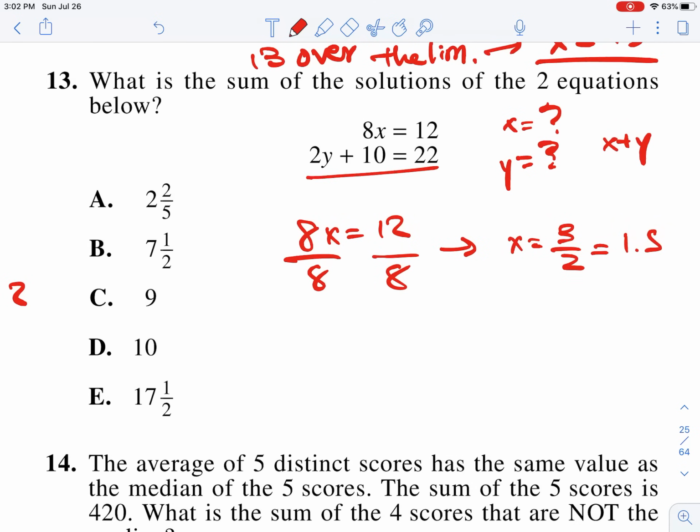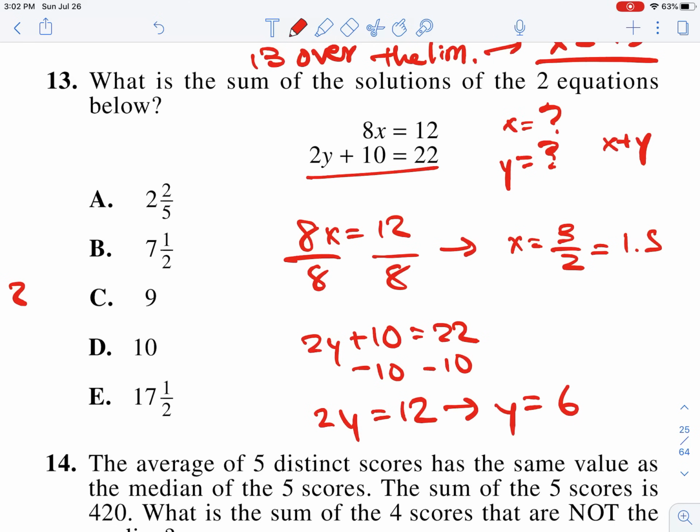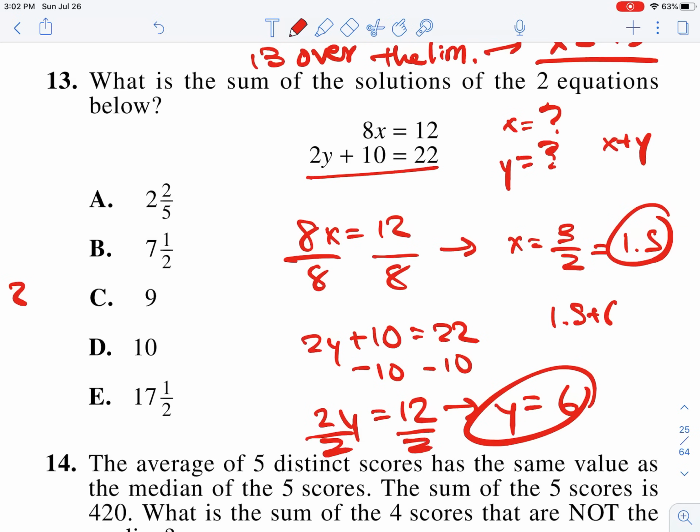And then for this one, 2y plus 10 equals 22. Subtract 10 on both sides. Simple algebra. You get 2y equals 12. Divide both sides by 2, so y equals 6. I should have said that. So you have y equals 6 and x equals 1.5, so you're going to get 1.5 plus 6, which equals 7.5. 13 is, in fact, B.